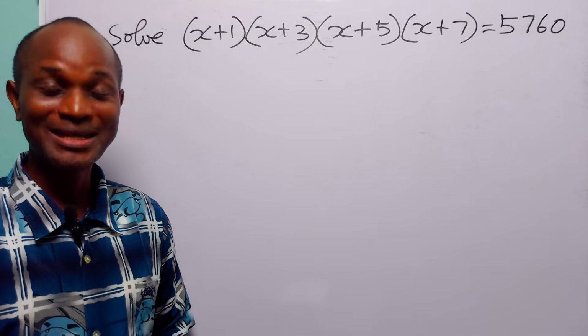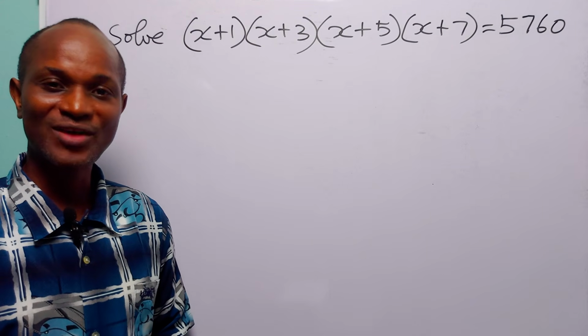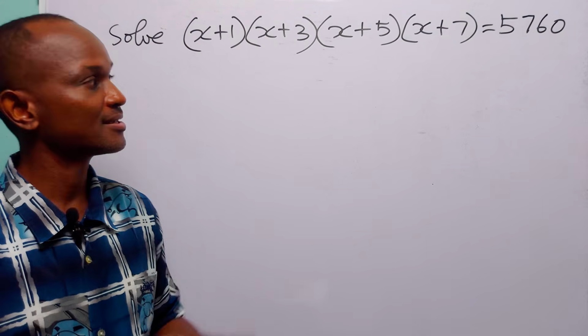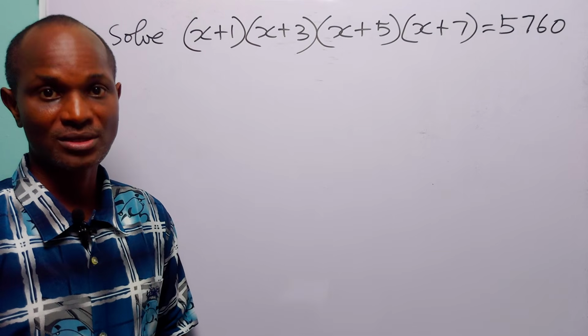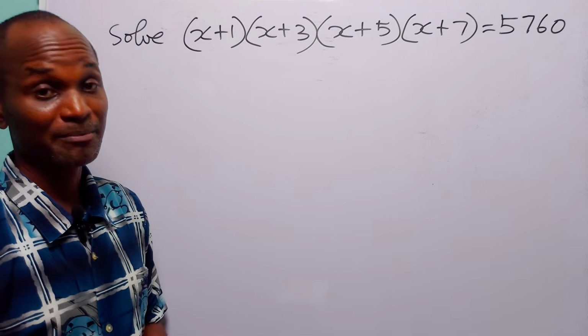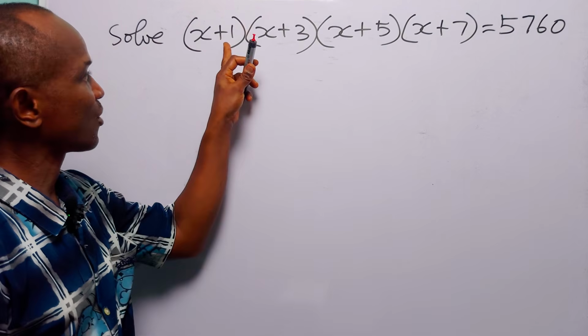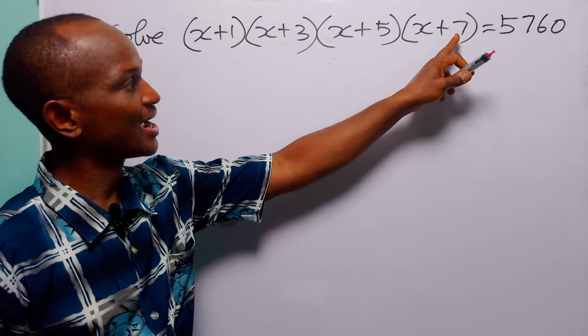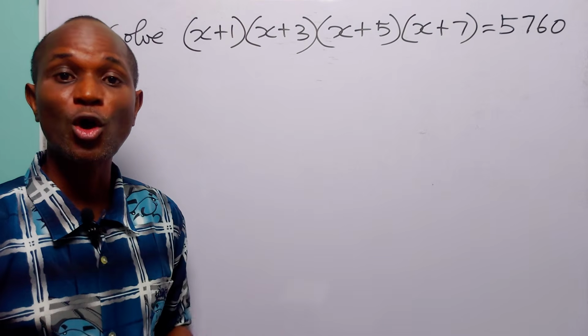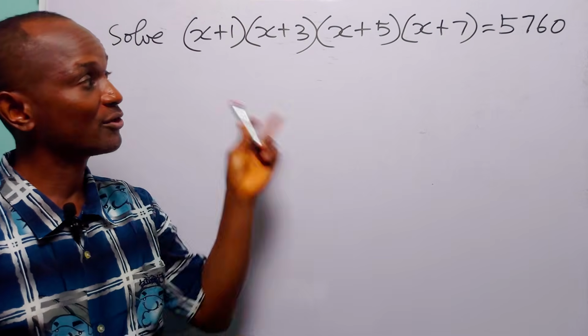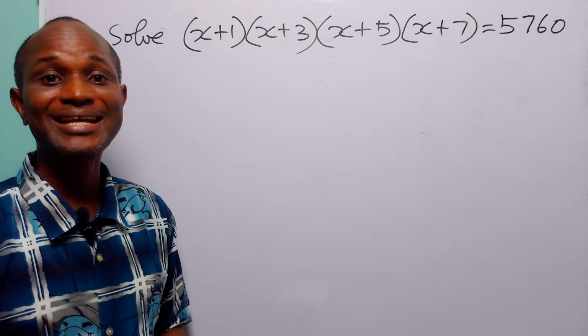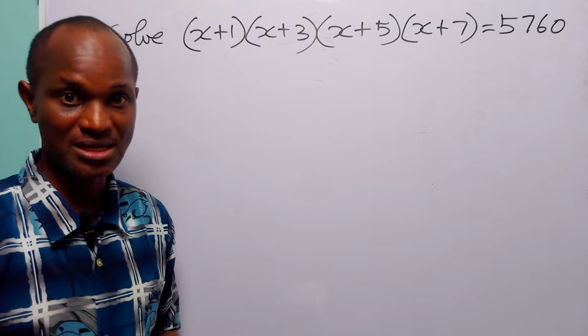Hello and welcome. In this math tutorial, our task is to find the real values of x that satisfy this equation. Now, when you look at this problem, you'll notice that the numbers 1, 3, 5, and 7 are consecutive odd numbers. So we are going to start the solution by finding their arithmetic mean.